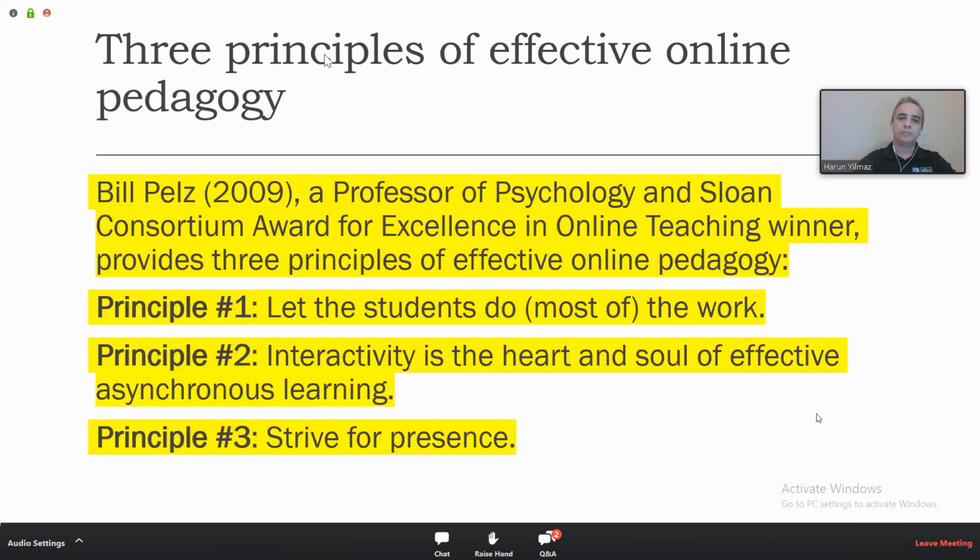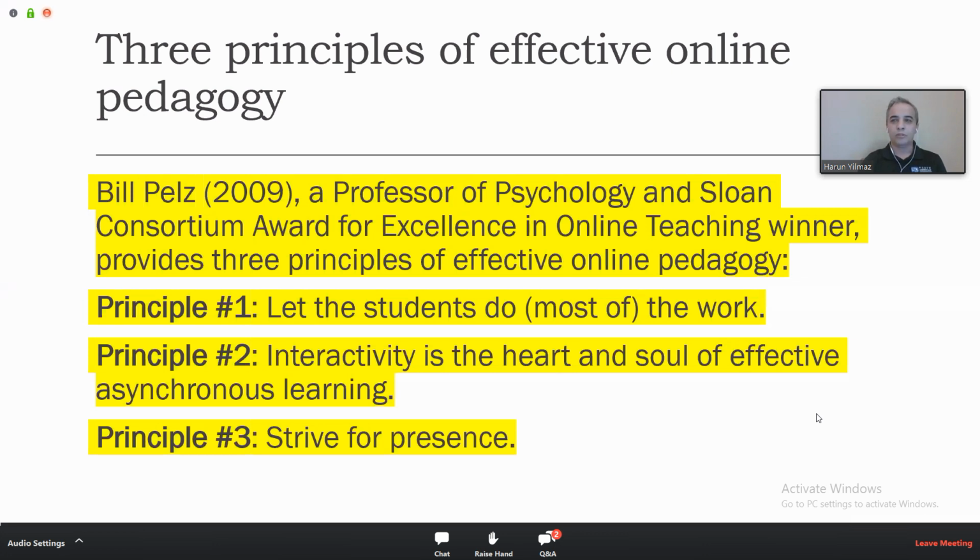And we talk about the 3 principles of effective online pedagogy. According to Dr. Pels, there are 3 different principles you need to consider. One is let the students do most of the work. So you need to make sure that your students are active, okay? Actually, in distance education, these students are expected to be motivated, okay? They need to come to the distance education environment with their own motivation. As you know, there are 2 types of motivation, intrinsic and extrinsic, coming from inside or some factors affecting your students to be motivated, okay?